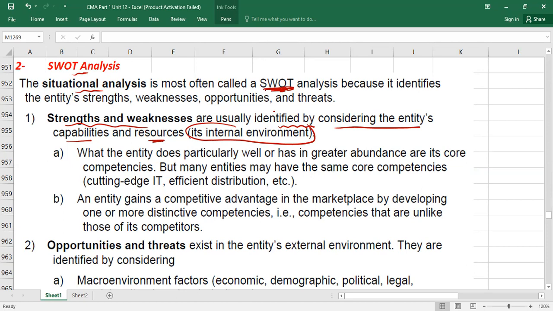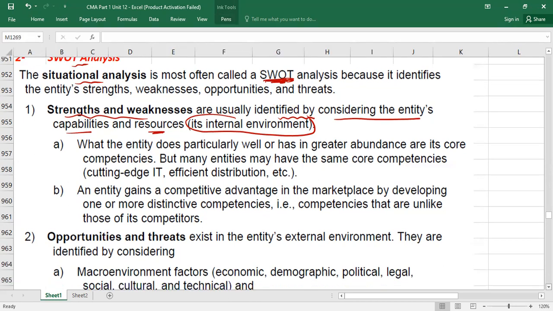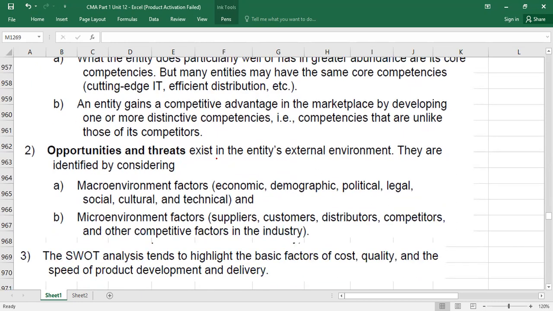You have an efficient distribution system, it is your strength. There could be weaknesses also. Maybe you have bad management, maybe you have old technology, maybe your distribution channels are not efficient. So these things could be the weaknesses as well, right? So in strengths and weaknesses, you will always look internally. Then, guys, we have opportunities and threats. As I told you, opportunities and threats exist in the entity's external environment. So you will look externally at what opportunities you have, what threats you have, right or wrong.